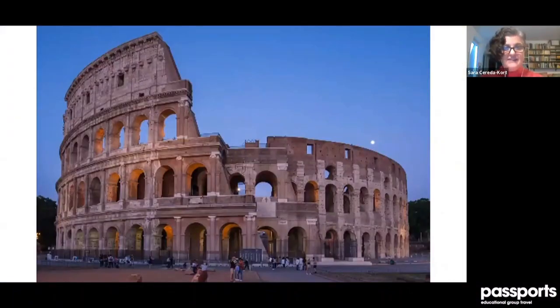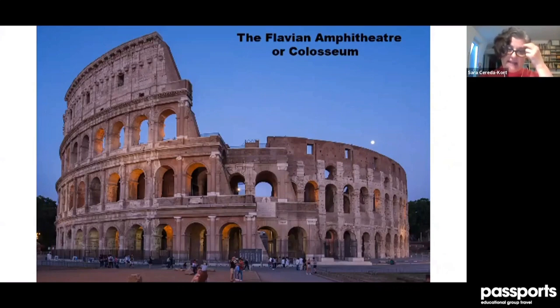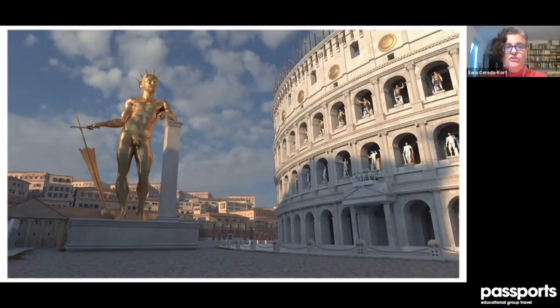And we start with this iconic picture of this incredible building, which is called the Flavian Amphitheater, Anfiteatro Flavio, or Colosseum, Colosseo in Italian. And when you think about Italy, this is the picture you see of all Italy. It represents Italy, so it's our iconic landmark, like you have the Statue of Liberty, or the Eiffel Tower in Paris. But why is it called Colosseum?